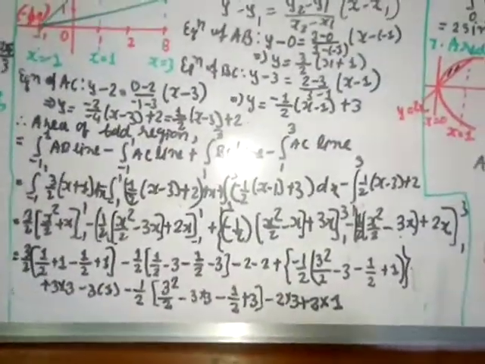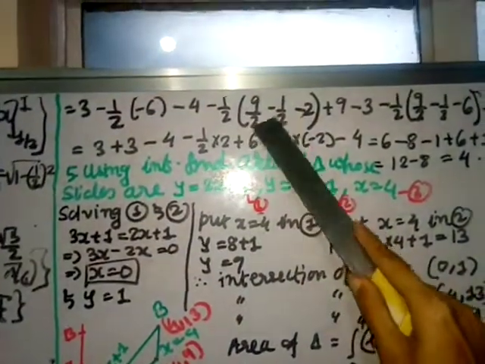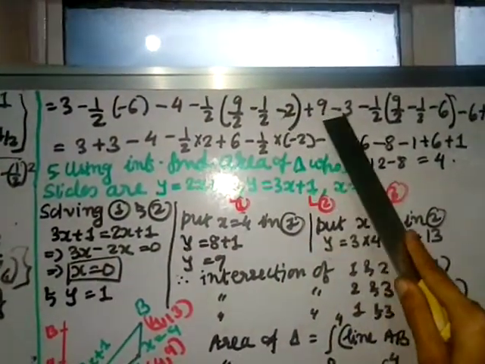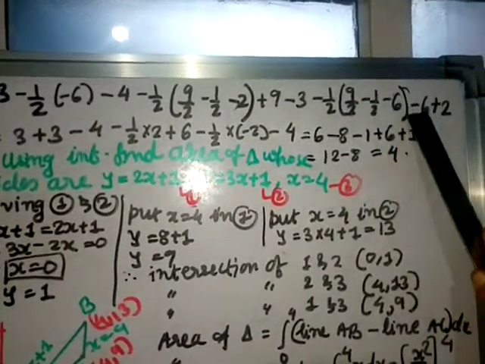Okay, so that is the applying the limit, which gives you 3 minus 1 by 2 minus 6 minus 4 minus 1 by 2, 9 by 2 minus 1 by 2 minus 2 plus 9 minus 3 minus 1 by 2, 9 by 2 minus 1 by 2 minus 6 plus 2.